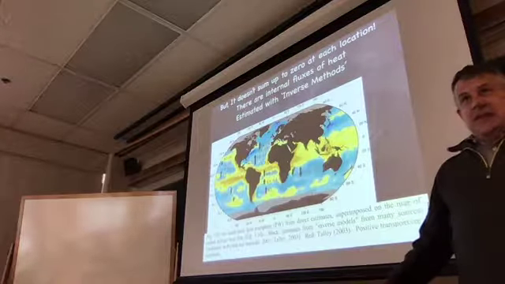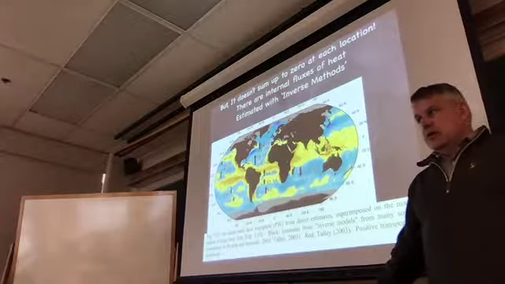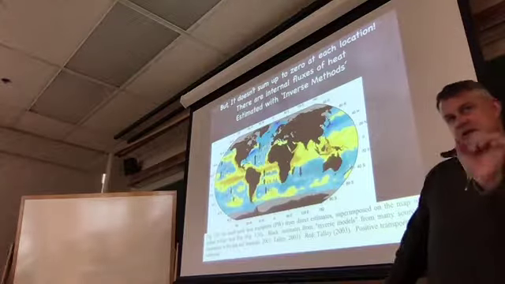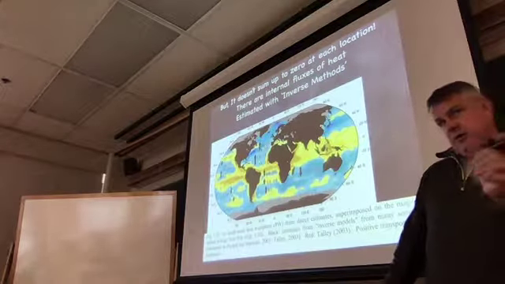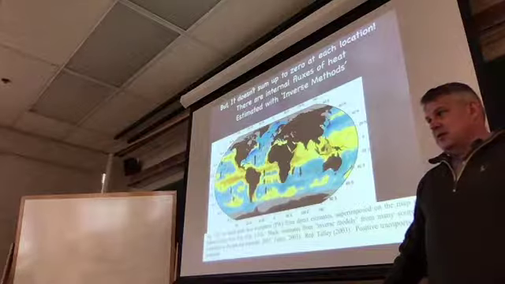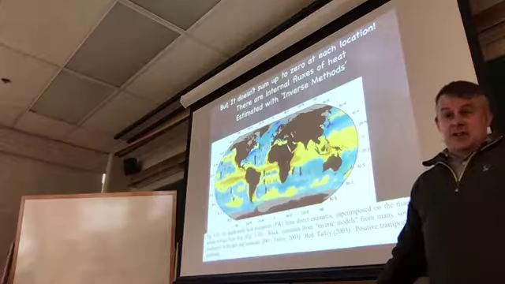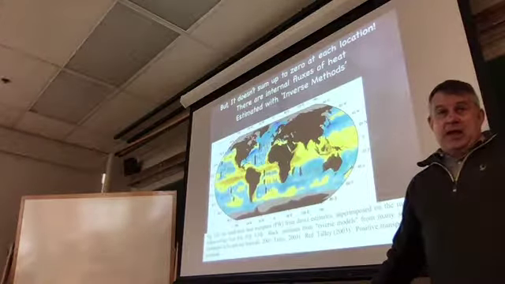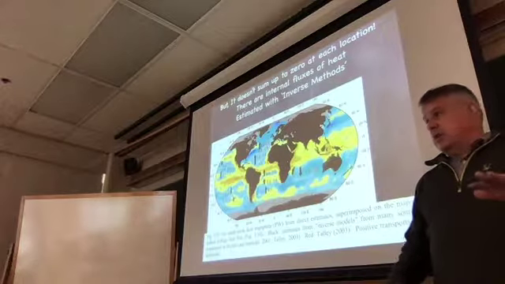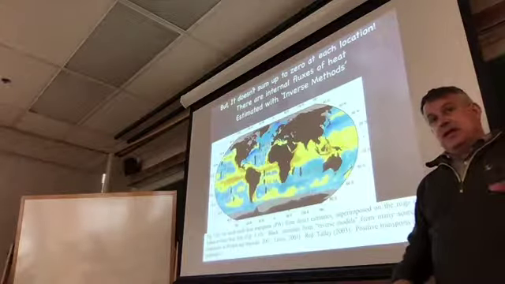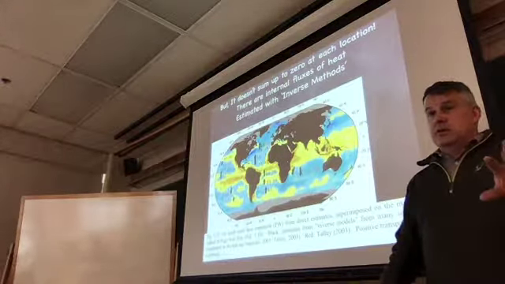ECCO is a data assimilating model. So that means that when there's an observation, the model is tweaked a little to make it closer to the observation. So even though there aren't observations everywhere in the model that we're looking at, it's as close to observations as we should expect it to be based on the uncertainty in the observations.